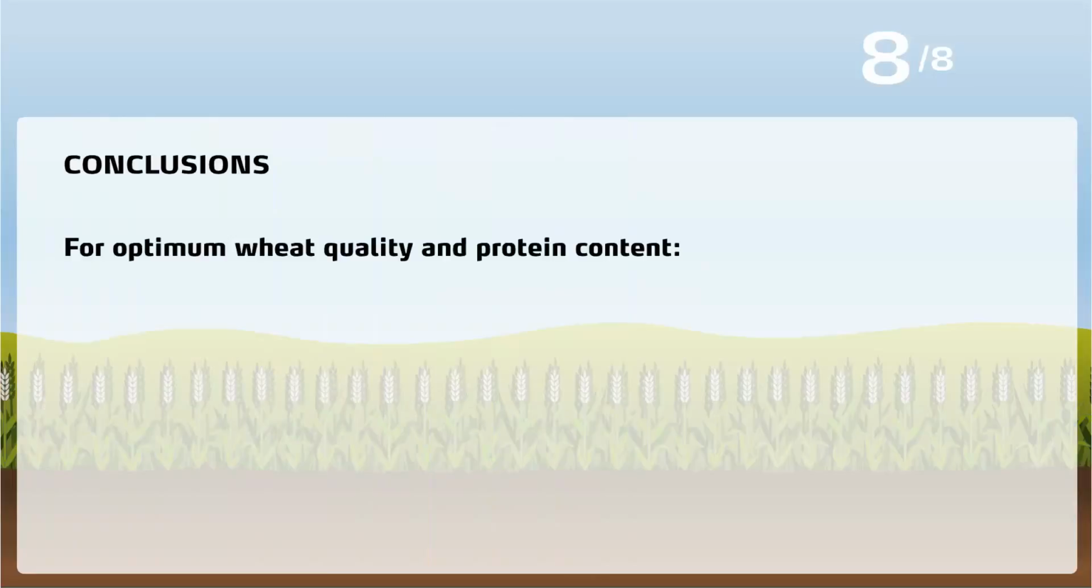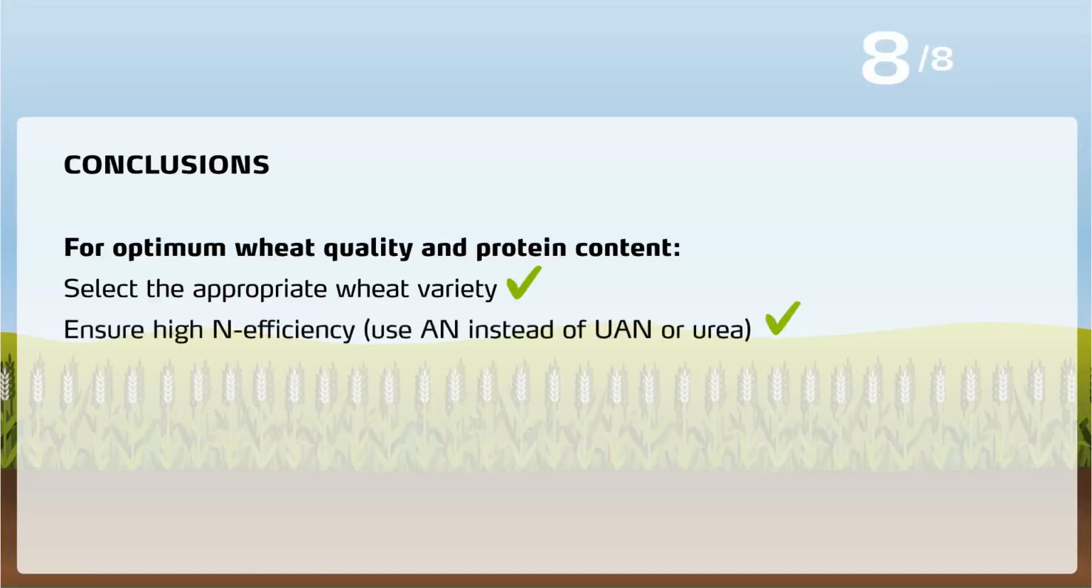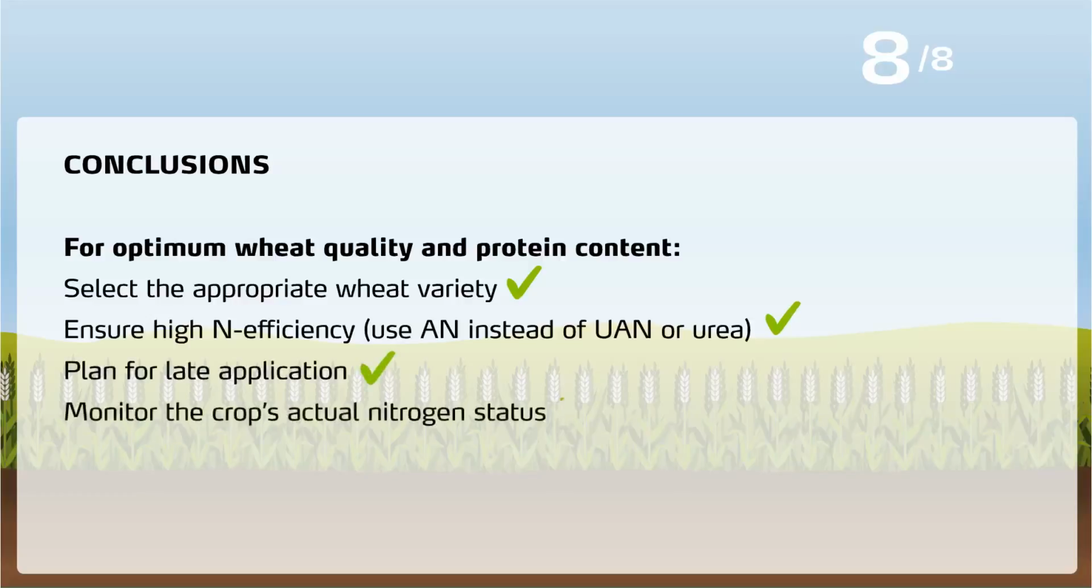Conclusions. For optimum wheat quality and protein content, select the appropriate wheat variety. Ensure high nitrogen efficiency. Use ammonium nitrate instead of UAN or urea. Plan for late application. Monitor the crop's actual nitrogen status. Combine application of sulfur and nitrogen.